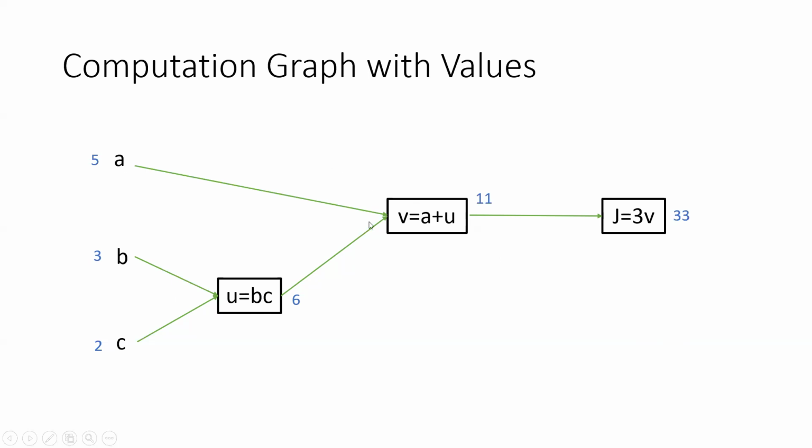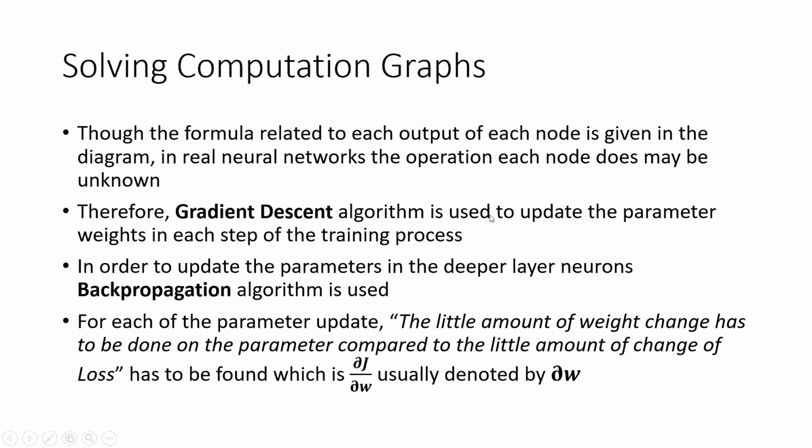So from one value to the other, you can find how the other value will be affected when you change this value a little bit, right? When you change this value a little bit, what would happen to this value? That means you can apply gradient descent between these variables. So we are using this gradient descent algorithm to update the parameter weights in each step of the training process.